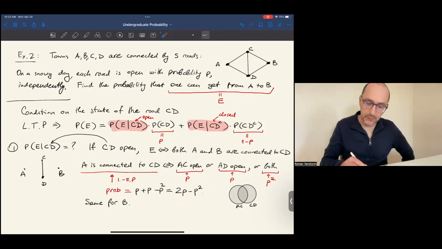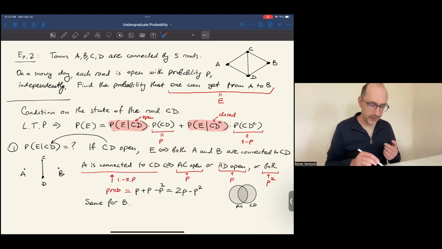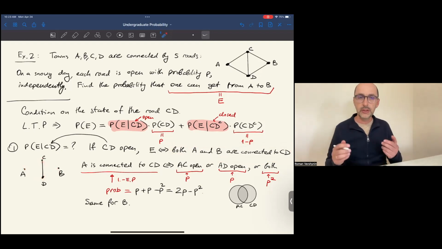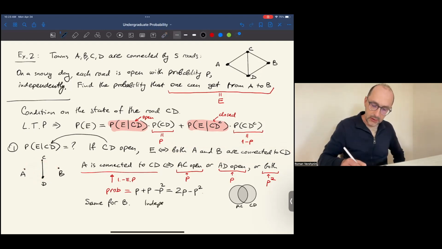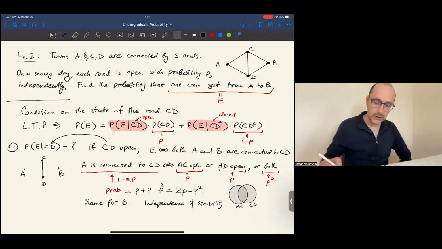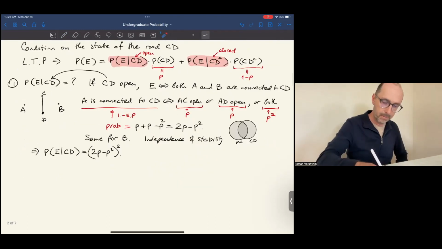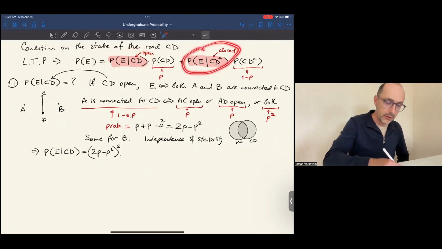So how do we compute the probability that both A and B are connected to CD if we know the probability of each? Here we use independence. A is connected to the road, B is connected to the road, are two independent events because they involve different subsets of roads. A involves these two, B involves these two. So by independence, this probability equals 2P minus P squared times 2P minus P squared. We computed this term. Next, compute this term.